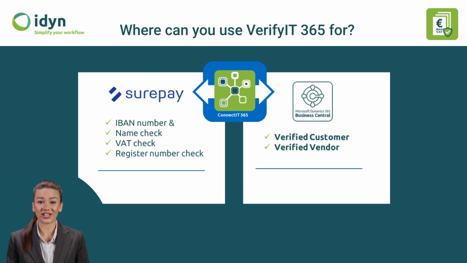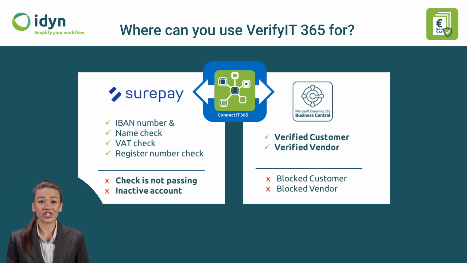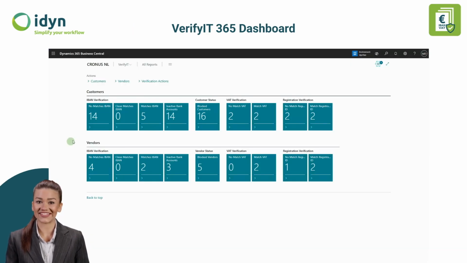When the bank account name has a close match but is not 100% correct, SurePay will suggest the bank account name. In Verifyit 365, you can set up actions for what can be done if the bank account is inactive or incorrect. For example, you can block a vendor for payments if there is no match found. The check will also provide a pre-validation check for the payment to see if the payment will pass. In this way, you are always secured that you only pay to the right bank account number and prevent human mistakes. When you install Verifyit, a dashboard is available by using the Verifyit role.